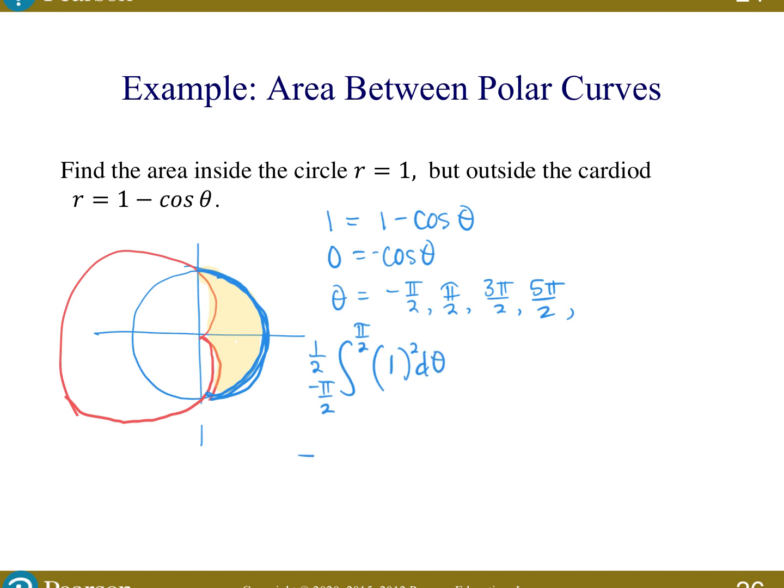And then I want to subtract from that the same bounds for what's forming the inner edge, which is 1 minus cos theta squared d theta. So that's the setup. They both have 1/2, so you could save your 1/2 till you were done. You do the subtraction of the outer parts, and then the subtraction of the inner parts that you want to take away.